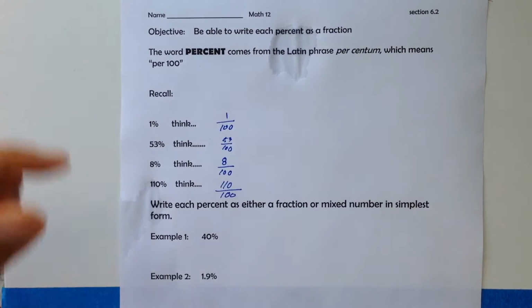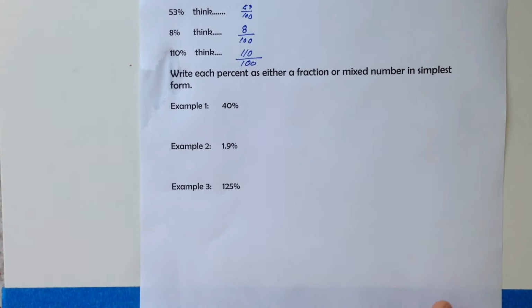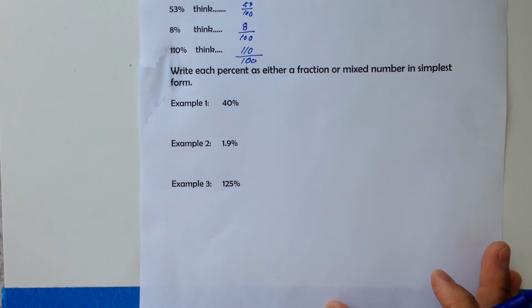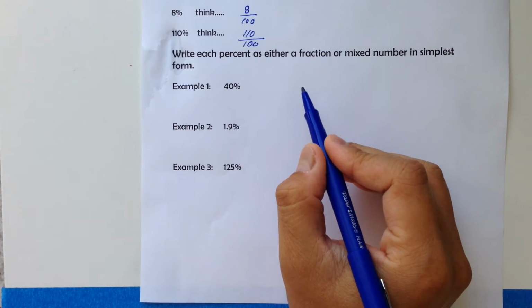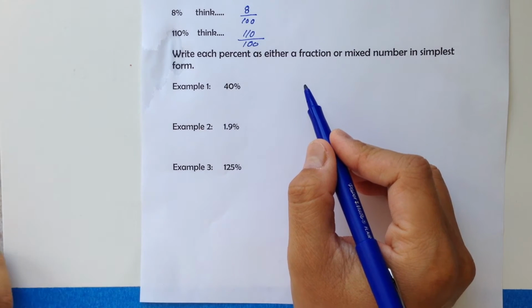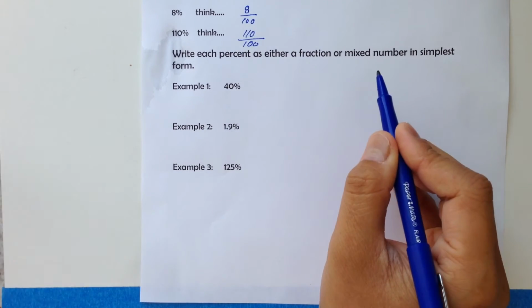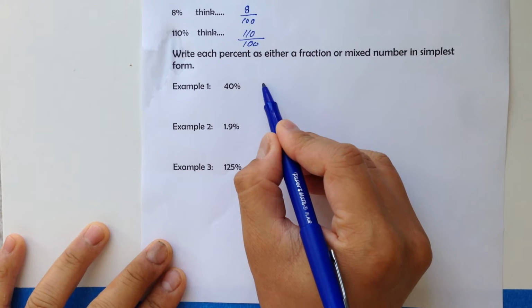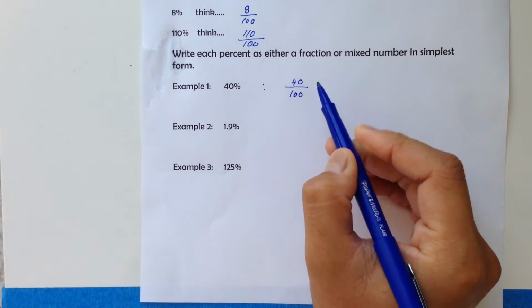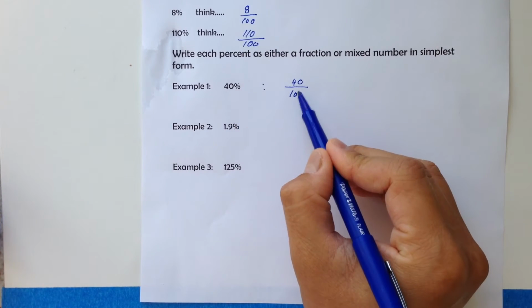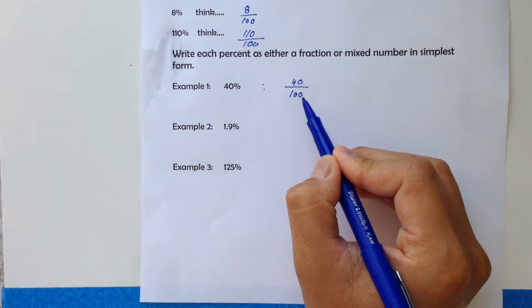All right. So let's go ahead and write percent as a fraction first, in either mixed number or simplest form. So first, let's do example number 1, 40%. Turn that into a fraction or a mixed number, and I want you to write it in simplest form. So I hear percent, I know it's 40 out of 100 because that's what percent means. Percent means it's a fraction, but it just has 100 as a denominator.